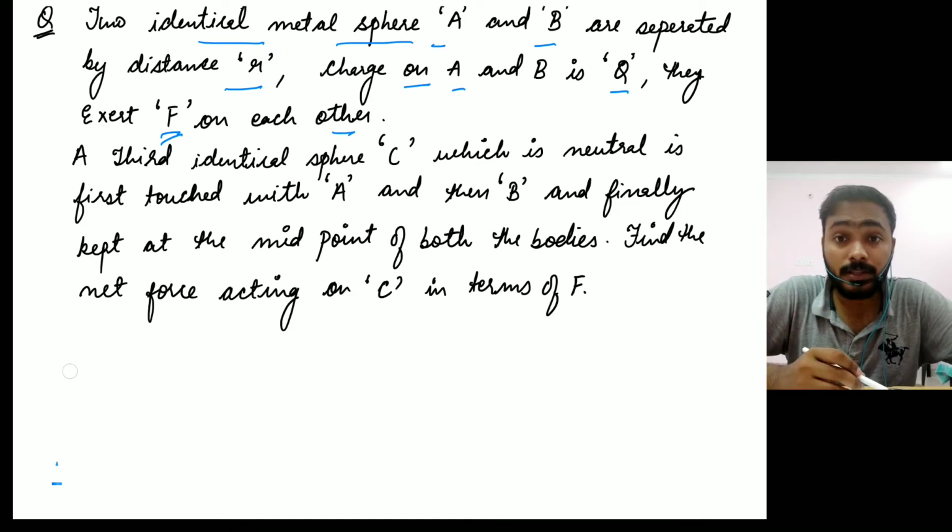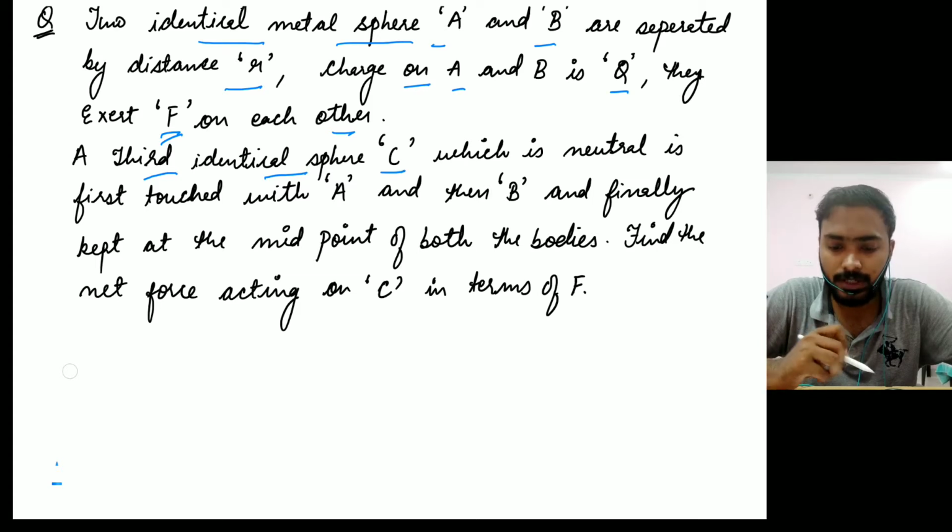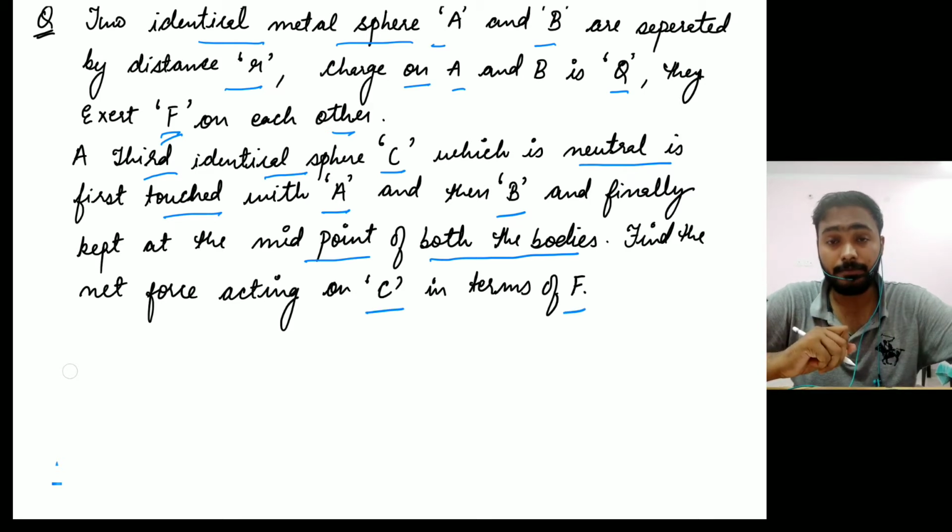The next part of the question is that we have a third identical sphere C, which is neutral, and is first touched with A and then B, and finally kept at the midpoint of both the bodies. Find the net force acting on C in terms of F. I hope you understood the question.